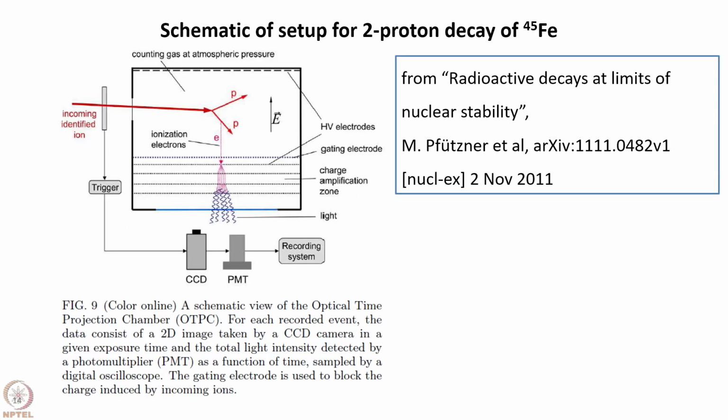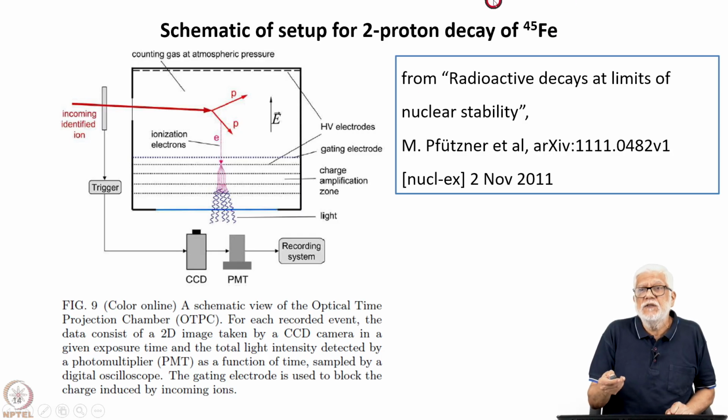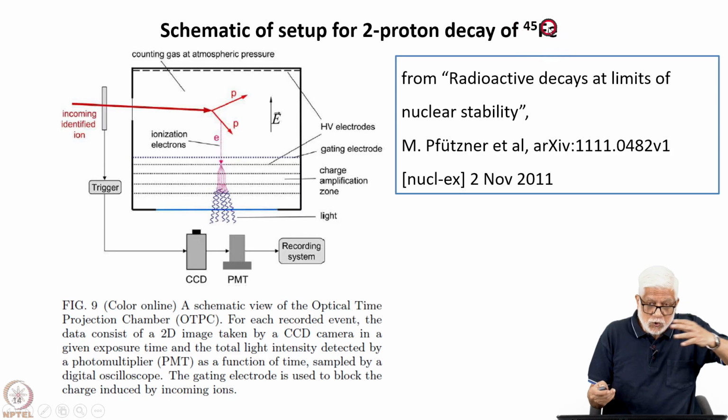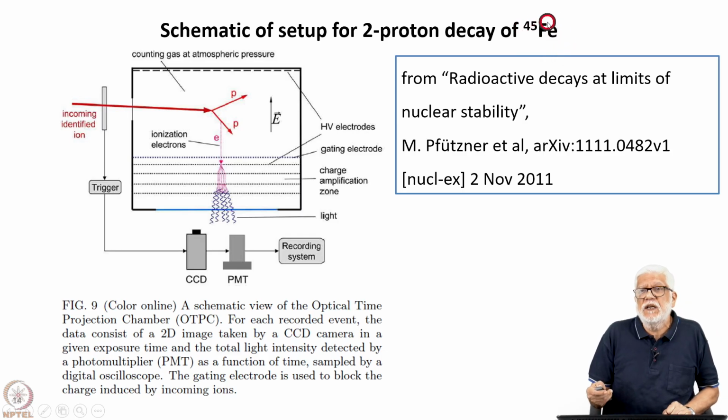Further, people have also seen cases of 2 proton decay, and this is in 45 iron. This is a very proton rich nucleus. Remember that the naturally occurring isotopes of iron are, I think, 54, 56 and 58, whereas this is proton rich. So, if you have 26 protons in an iron nucleus, then you have only 19 neutrons in this. So, the number of neutrons is in fact fewer than the number of protons. So, this is very close to the so-called proton drip line, which I might have mentioned earlier.